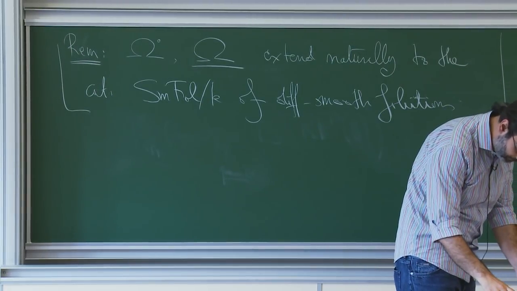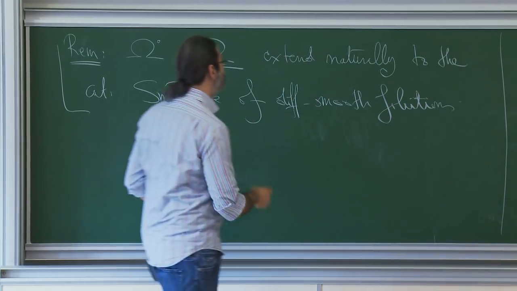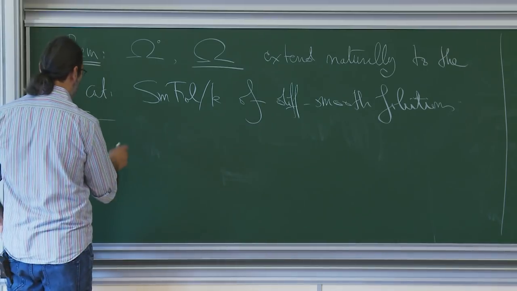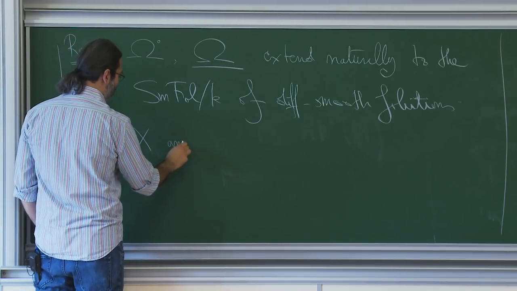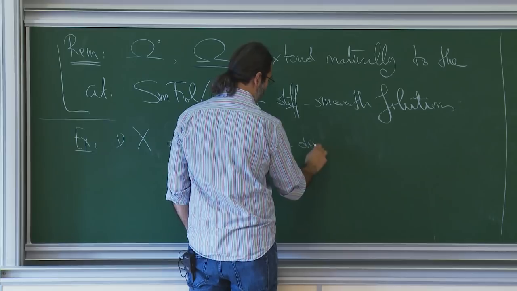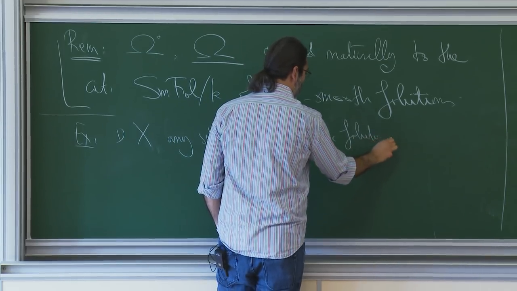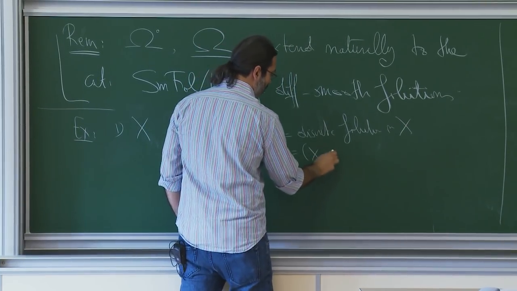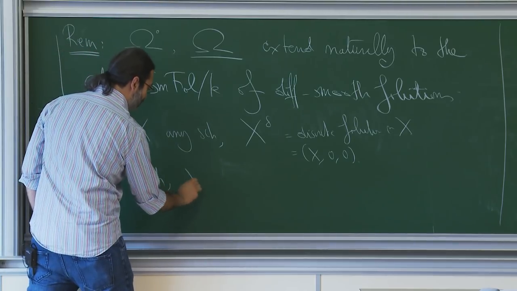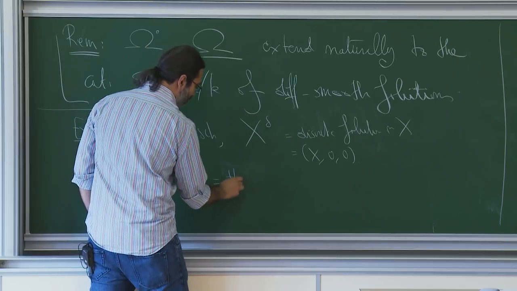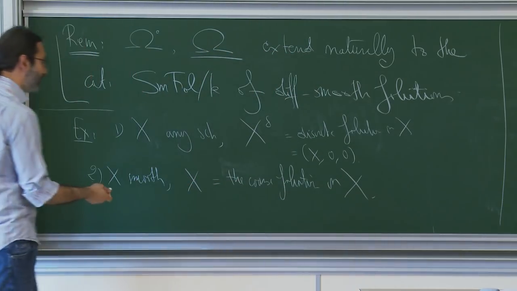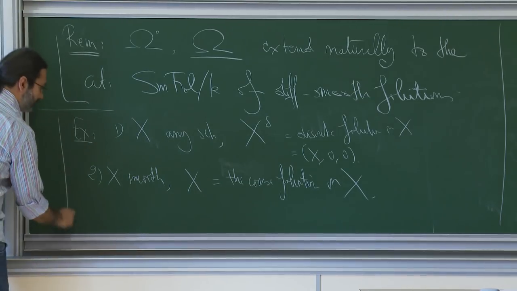Now let me give some examples of foliations that I will need today. There are very simple ones. For example, if you take X any scheme, I denote by X delta the discrete foliation on X, namely the triple (X, 0, 0). If X is smooth, there is also the coarse foliation, in the sense that I do not change the sheaf of scalar differentials, same omega.